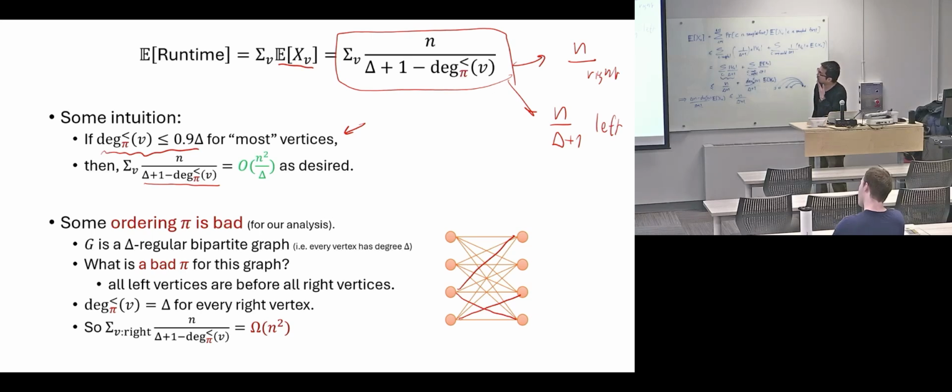Okay, so we say that at least for some ordering, this expression is big. So some ordering is bad, at least for our analysis. It's not clear that this is really bad for the algorithm. Actually, I asked the author, Seper Asadi, and he believes that actually any ordering is fine, but at least for this analysis, some ordering is bad.